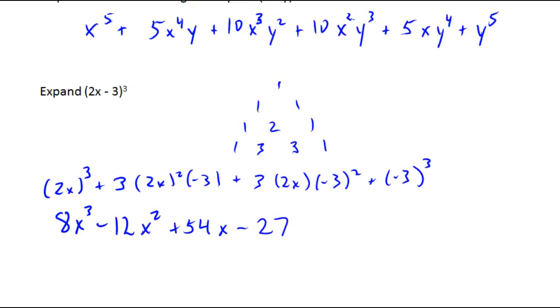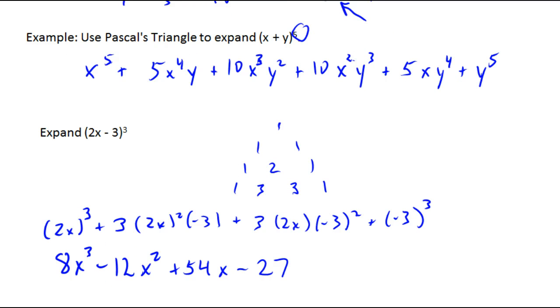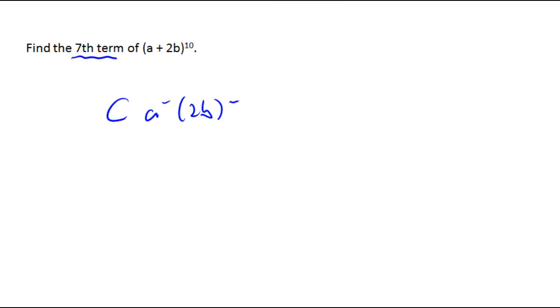All right, let's go back up to our example where we had the fifth. Okay, the first term had y to the 0. The second term had y to the first, the third term had y squared, the fourth term had y cubed, the fifth term had y to the fourth, and the sixth term had y to the fifth. So the exponent of y is always one less than the number of terms you're looking for. So if I want to find the seventh term, that means that 2b is going to be raised to the sixth power. And these exponents always add up to that main exponent there. So that means the exponent of a has to be to the fourth.